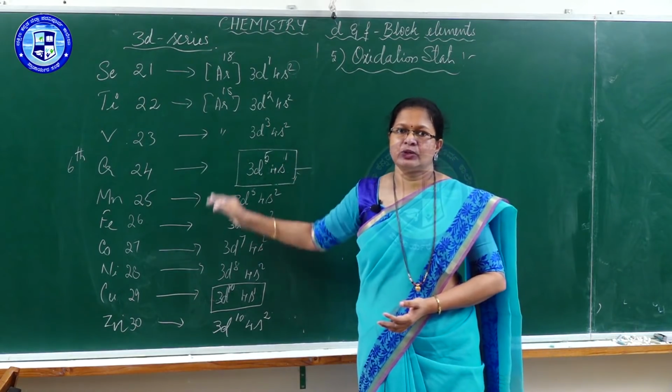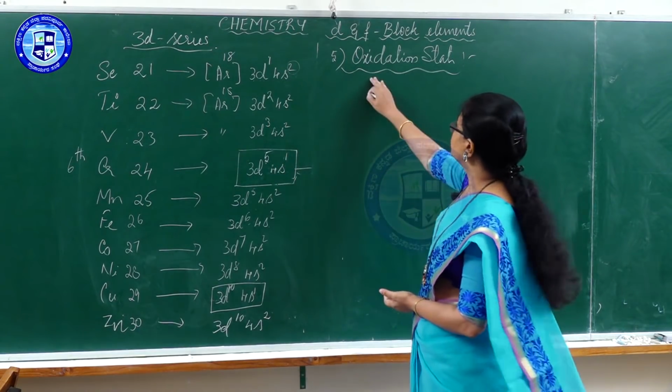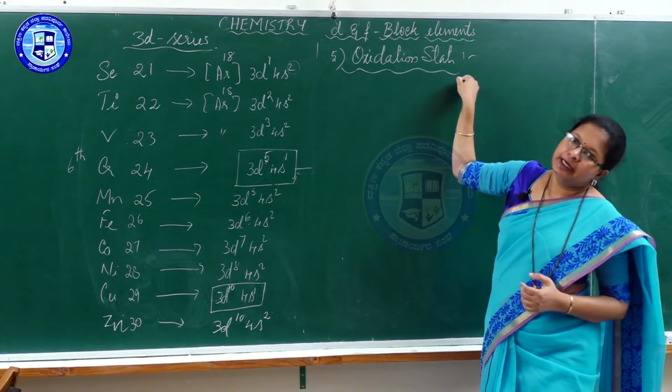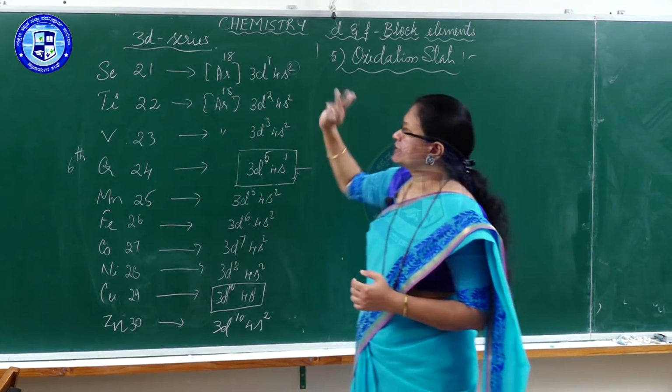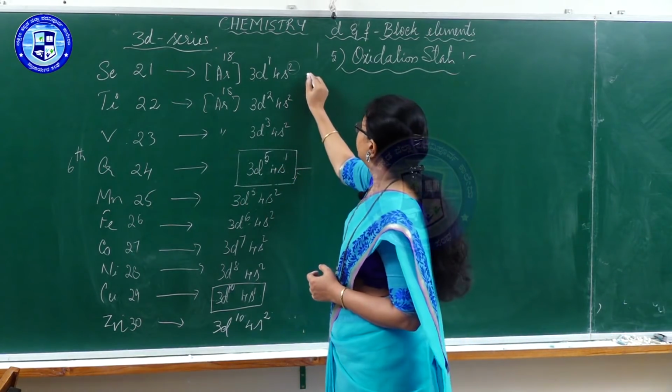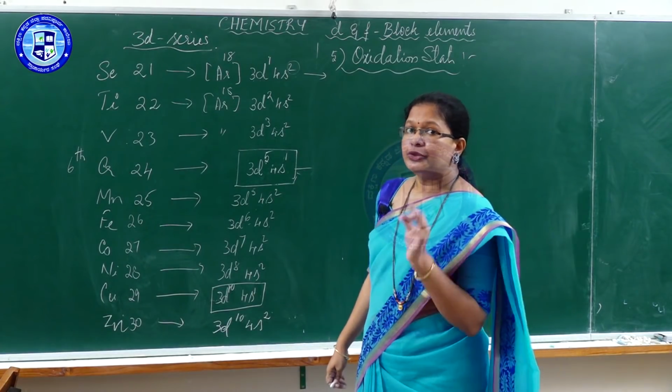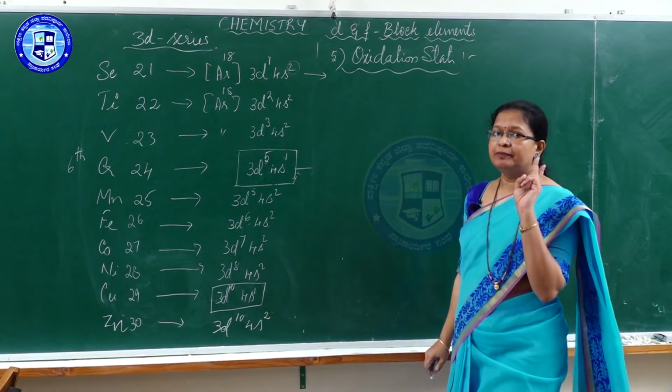This metal exists only in the positive state. Hence, we have to discuss oxidation state, which always will be positive for d block elements. Now, how to discuss this? I will write the oxidation state of these elements here in front of that. To write the oxidation state, we have to remember two rules.